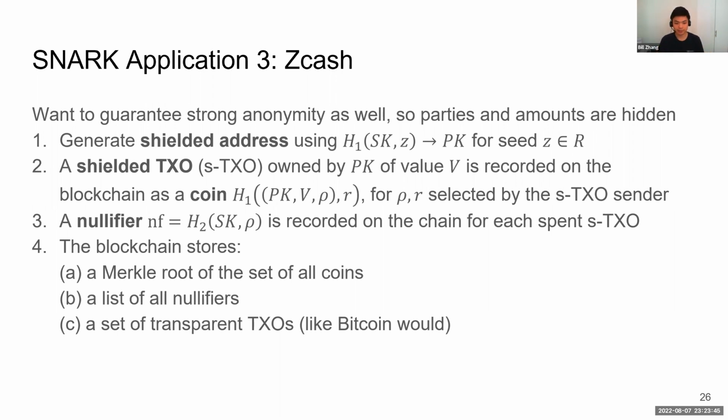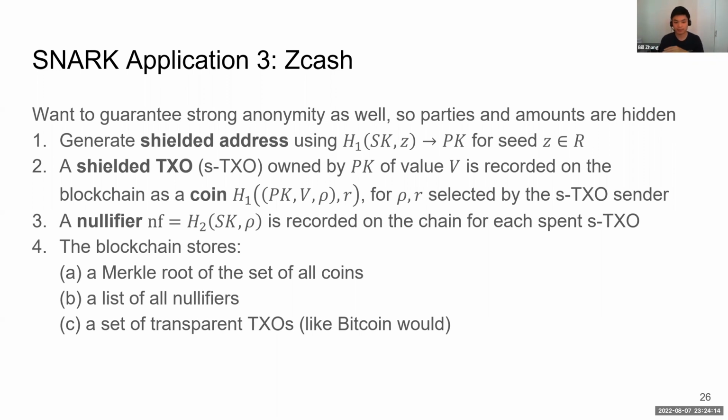The second thing the blockchain is going to store is a list of all the nullifiers that have been sent to it. This list cannot be turned into a Merkle tree. This list has to be explicitly enumerated on the blockchain. And then the third thing is the blockchain will store a set of transparent TXOs. So that's all the transaction outputs that people want to be transparent and do not want to be confidential. Like in that example of the 2sigma transaction, the second transaction output that 2sigma takes as change, maybe they want that one to be transparent.